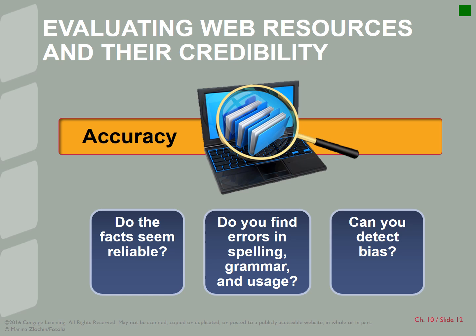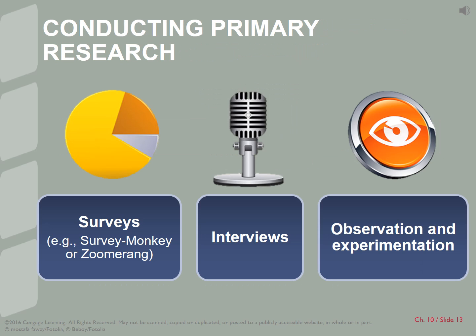Additionally, we always want to look for accuracy. So do the facts being presented seem reliable? Do you find errors in spelling? Huge, huge. If you find spelling errors, grammar errors, sentence structure issues, huge red flag. Clearly this site is not credible, or the article is not credible, which goes back into the importance of professional writing. And can you detect bias? Can you tell that the writer is leaning one way or the other?